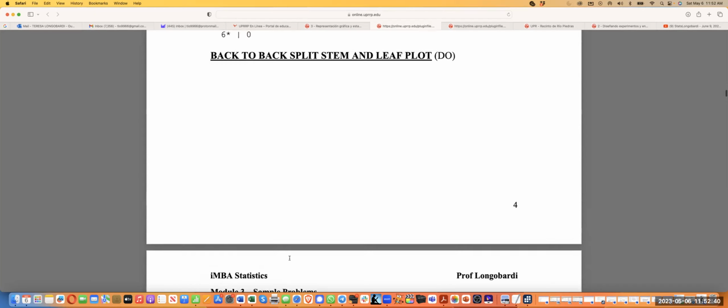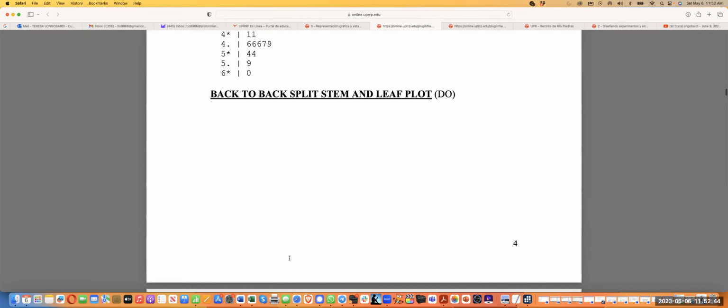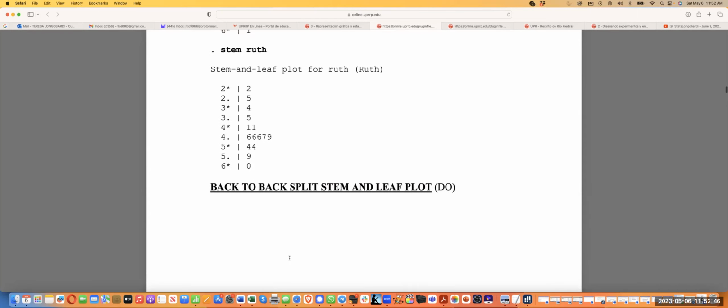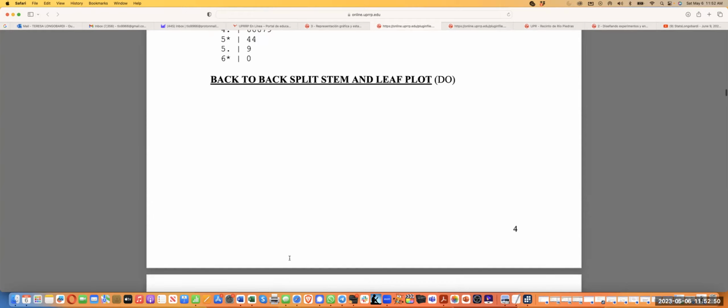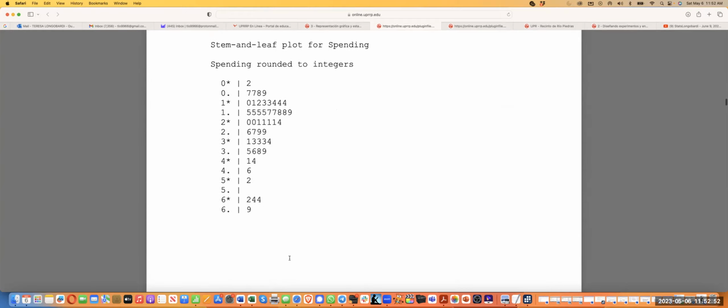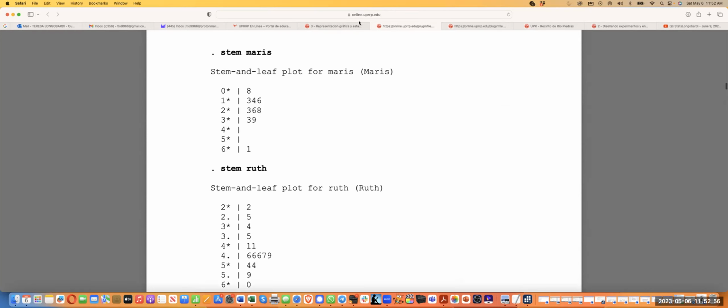All right, so let's do this before we go: the back-to-back stem and leaf plot of Maris and Ruth's data. And then I'm just going to encourage you to read through the rest and watch the videos. Let's see how much you can get through this week, and we'll catch up next week with where you're at.